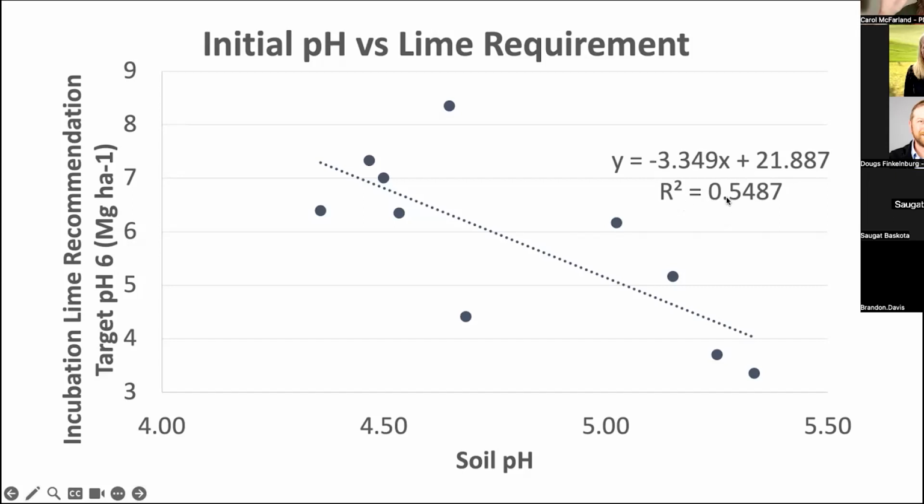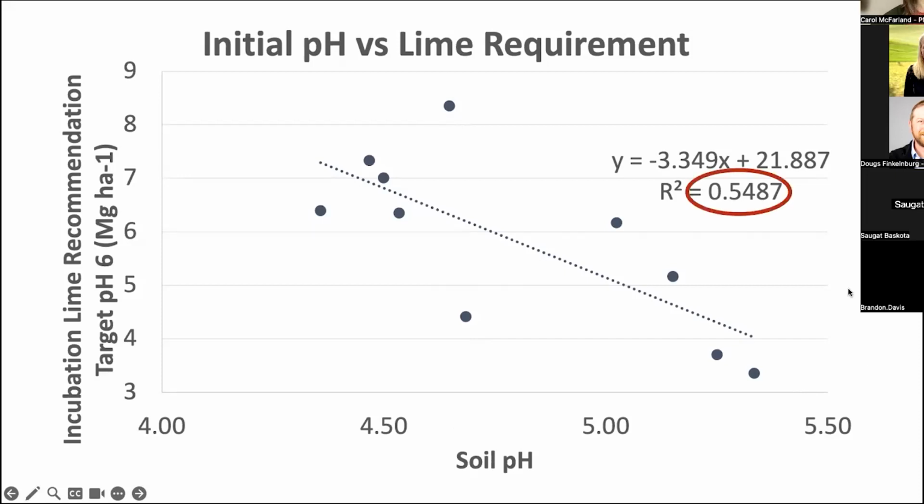1 is the most perfect relationship, where all the dots line up perfectly on this line, and so they're very well correlated. But here you can see that number is pretty far away from 1, at almost 0.55. And so maybe slightly better than random chance, but you can see that these points associating soil pH with the lime recommendation are not well correlated at all. They're pretty much all over that line.